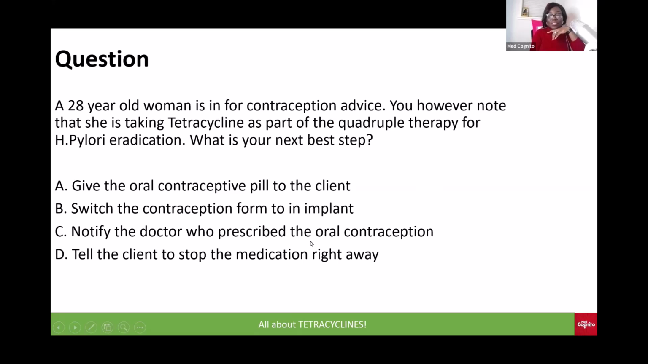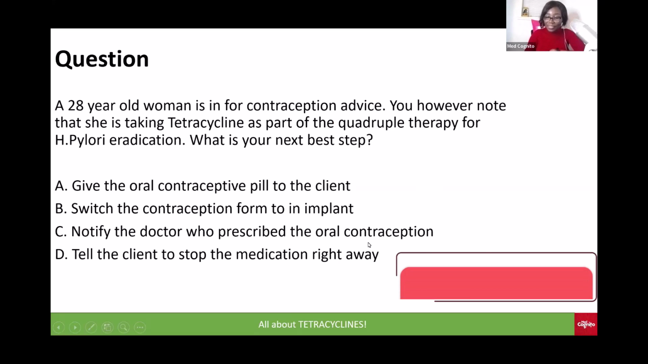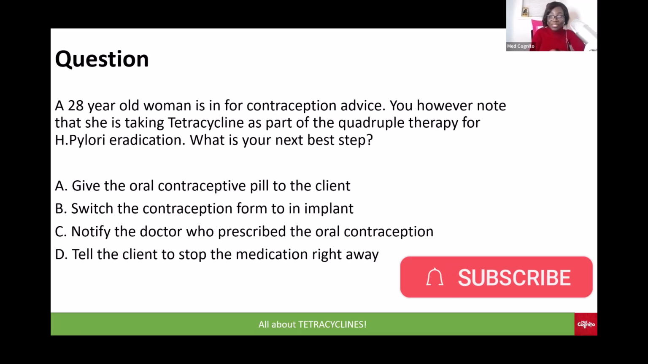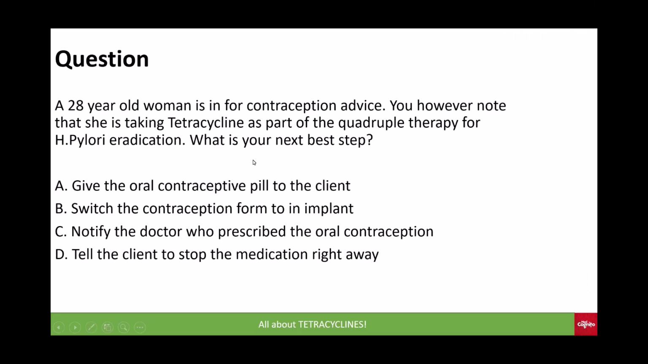Who's going to read this question for us? The last question. Let's finish up with this question. Okay, let me read. A 28-year-old woman is in for contraception advice. You note that she is taking tetracycline as part of the quadruple therapy for H. pylori eradication. What is your next best step? Option A, give the oral contraceptive pill to the client. Option B, switch the contraception form to an implant. Option C, notify the doctor who prescribed the oral contraception. Option D, tell the client to stop the medication right away.